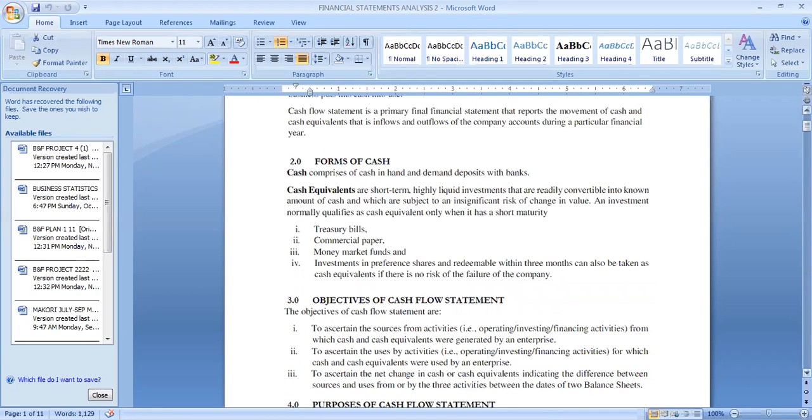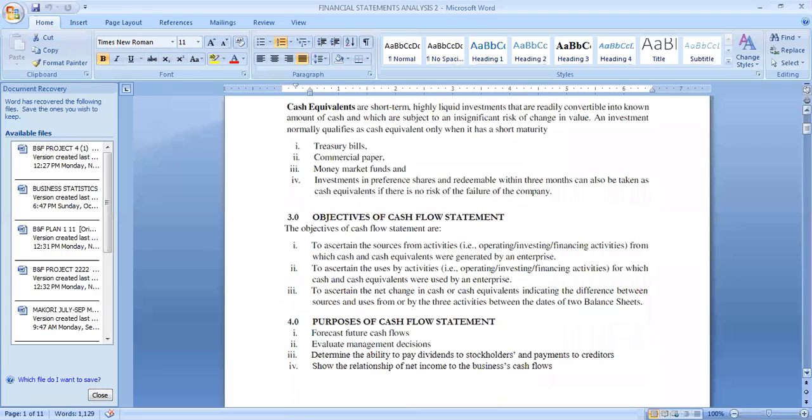Then we can look at the objectives of the cash flow statement. Number one is to ascertain the sources of cash from different activities. Under the cash flow statement, we normally get income and we normally spend money under three main activities. We get money from operating activities, or we can spend money on operating activities. We also have investing activities and financing activities. Each of these activities, you can either get money from them or spend money on them. We are going to look at them, but maybe I can explain them here.